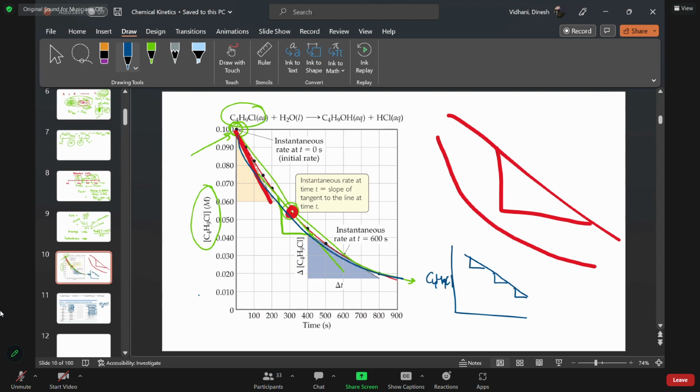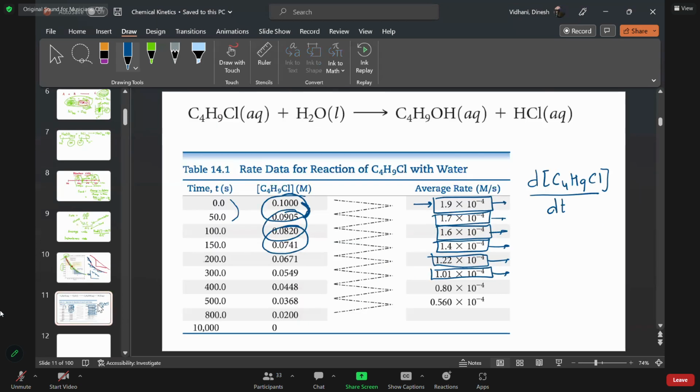And on the curve, you are going to see the change in slope at every point, right? So when you look at this point, look at the tangent and slope. When I'm looking at this point, look at the tangent and slope. When I'm looking at this point, look at the tangent and slope. So every point will have a different slope, right? That means every point will have a different rate. And you can see that, right?